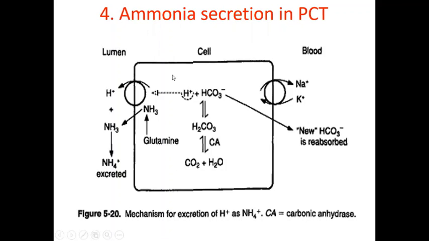Okay, so this is the production of ammonia. We are saying deamination of amino acids like glutamine. You can see deamination of glutamine will produce ammonia, and this ammonia will be secreted by these cells. So you can see the secretion of ammonia. Then later on, ammonia can react with the hydrogen to give you ammonium that will be excreted in the urine. Okay.